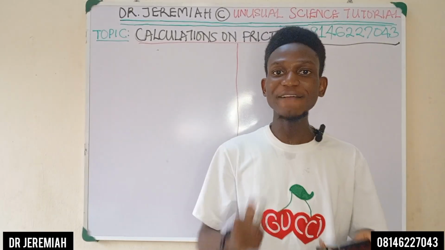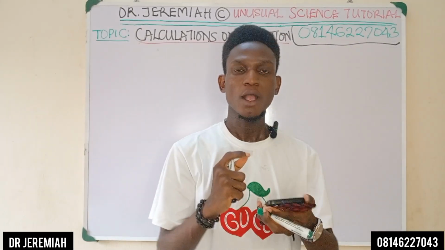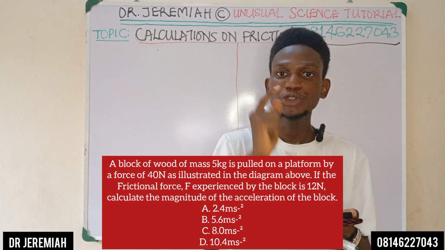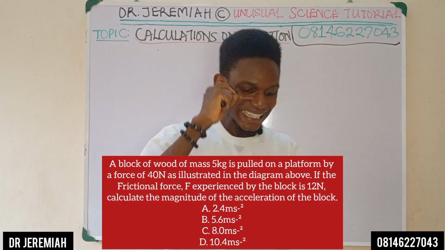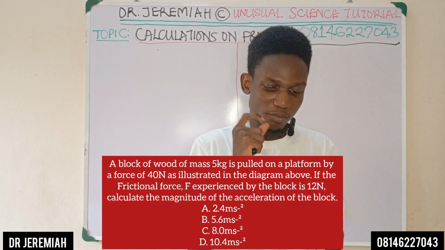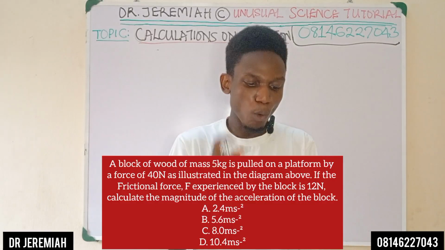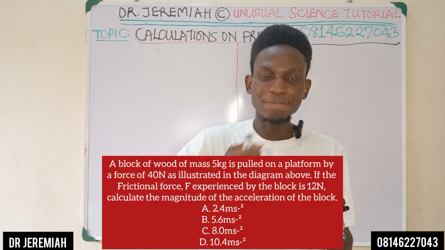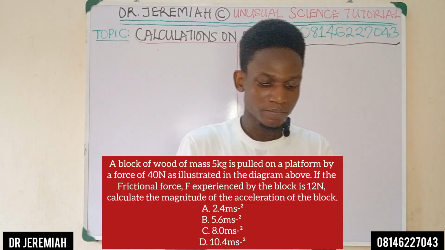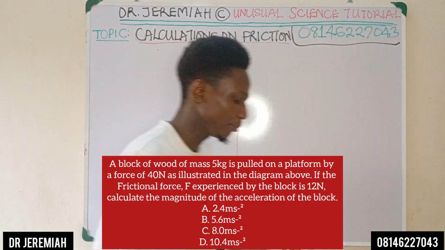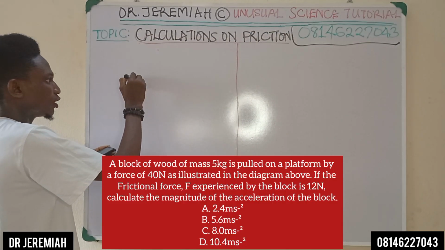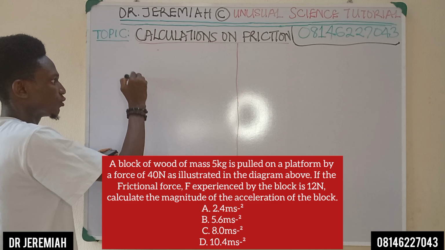Alright, so let's move. The first question should be shown on your screen now. I will read from here. Just read from your screen and follow me. A block of wood of mass 5 kg is pulled on a platform by a force of 40 Newton, as illustrated in the diagram. There's no need to go into the diagram. We can represent it by ourselves.